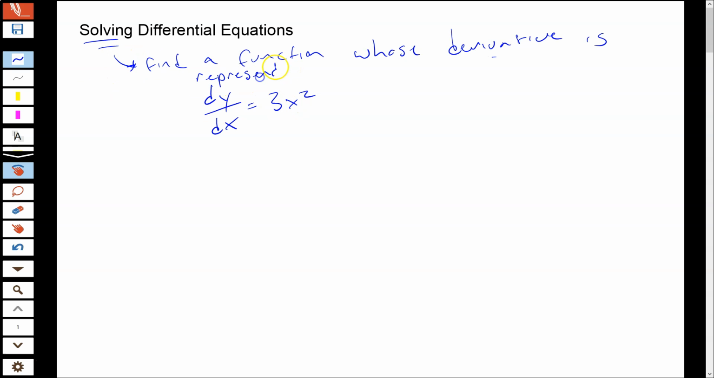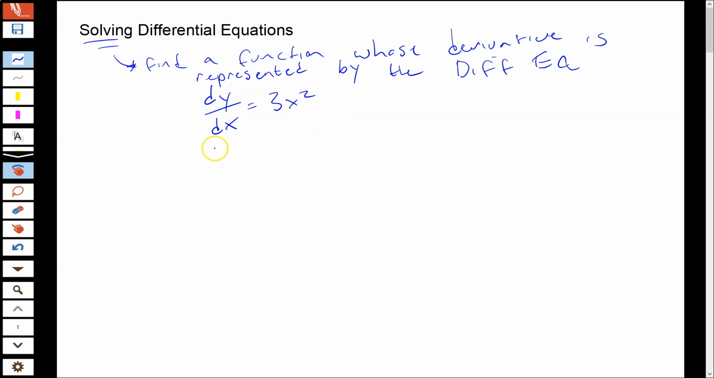I want to start to answer this question by posing a very simple differential equation. So my differential equation is going to be dy/dx equals, let's say, 3x squared. Now, what we're doing in this lesson is we're solving differential equations, and solving means to find a function. Solving means to find a function whose derivative is represented by the differential equation. So in other words, the solution to this equation is the function we would have started with.